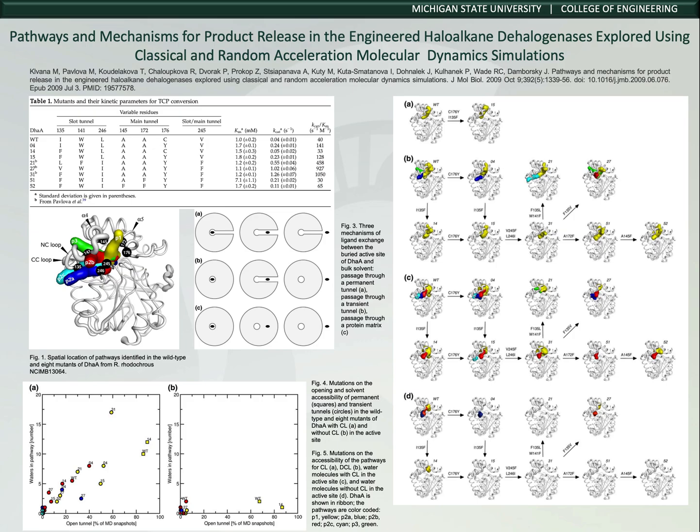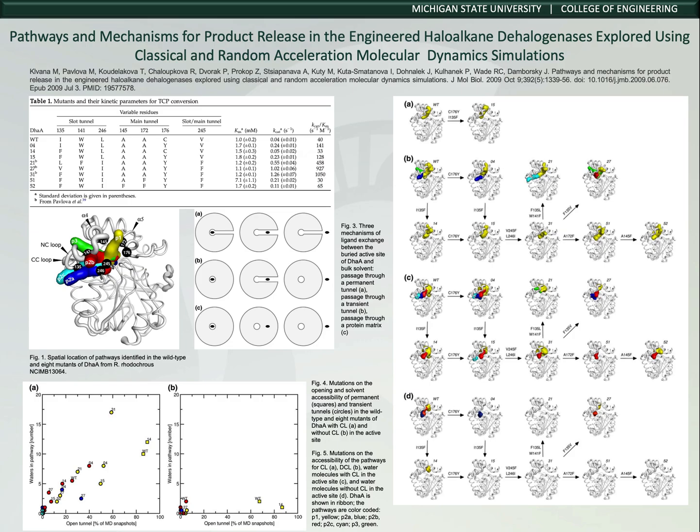And then finally, pathway P3 was not observed in any crystal structures of the wild type. It was located between the helix alpha 4, the NC loop, and the CC loop, and it was the shortest and straightest compared to the other 3, but it was unfavorable for the water molecules and DCl due to steric clashing.